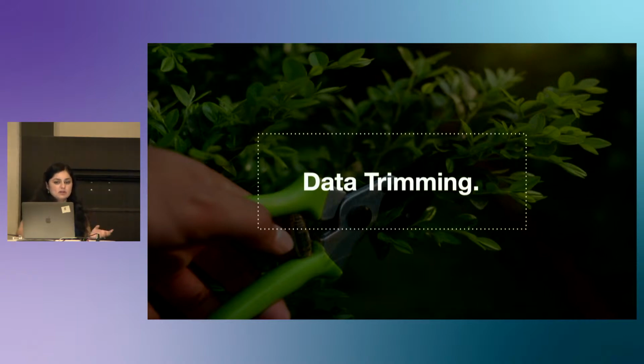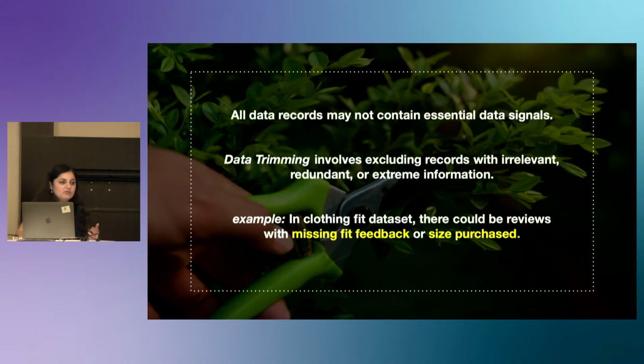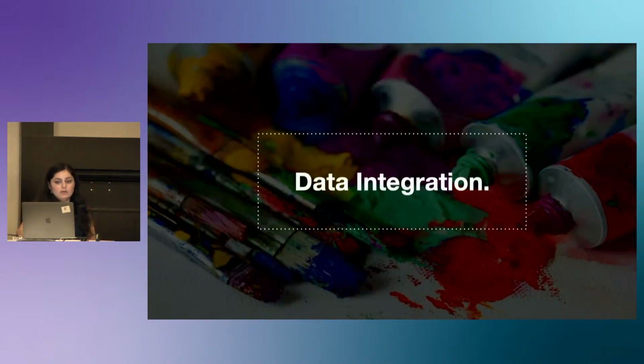So this process of excluding specific values from a data set due to their irrelevance, redundancy, or extremity is called data trimming. You just trim out the data that you don't need, any of the transactions. So this is something that you could do.